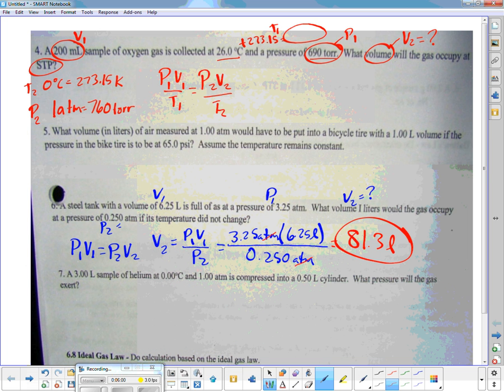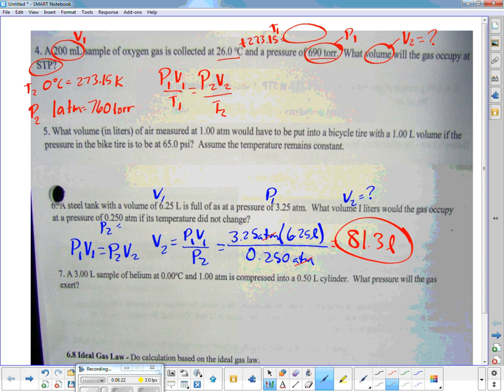And then I would solve for V2. That's the combined gas law. So you need to be able to identify what law you need to use, plug into that law, and find what you don't have. There are a lot of problems like that on there.